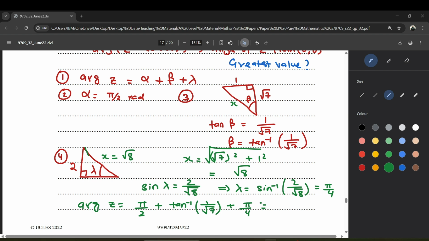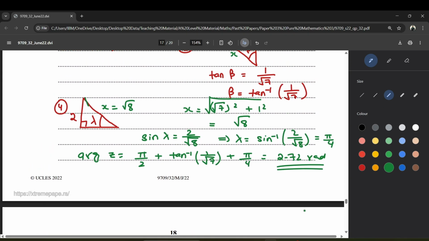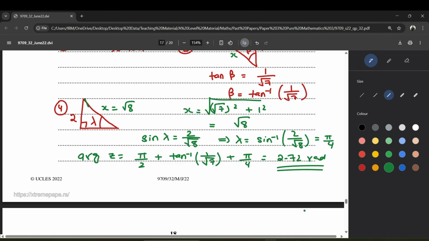Now when you add all of them up, so let's see, pi over 2 plus pi over 4 plus tan inverse of 1 divided by root 7. So that gives us 2.72 radians. So this is the greatest value for the argument of z. All right, so that is the end of the exam paper.